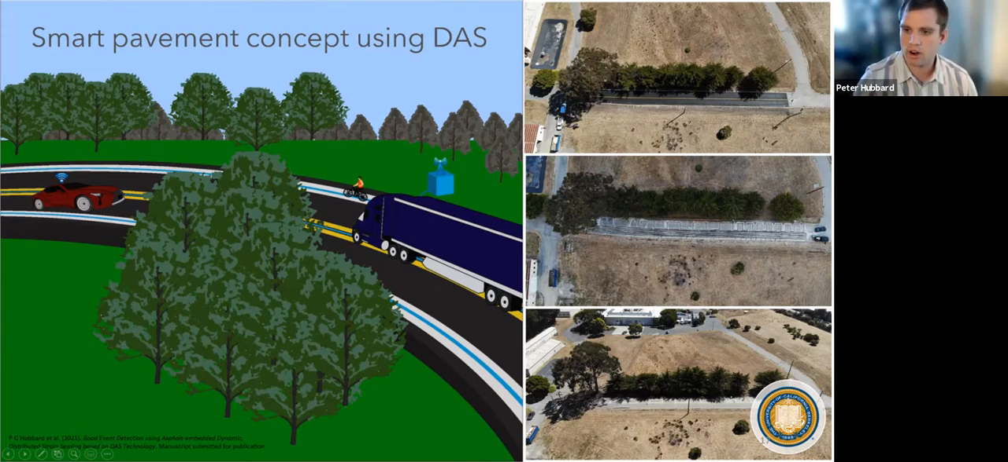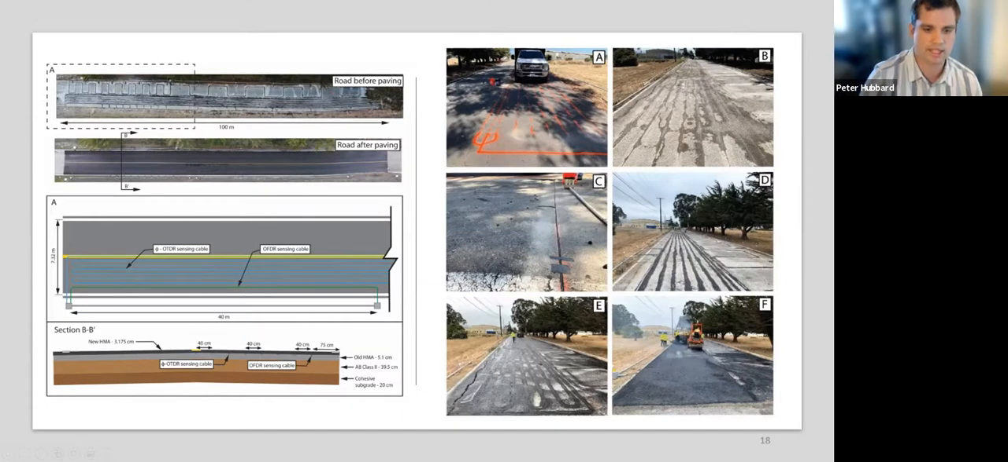On the right, we have our field implementation to test this concept. Here's a road before installation. We put over a kilometer of fiber. It's research, so this is not supposed to be practical. We put over 1 kilometer of fiber optic cable into the pavement and then paved over the top of it to create what we call a smart road. This work has been submitted for publication. Here's the geometry of where these cables are. We know DAS can go much, much farther than OFDR. We just talked about that.